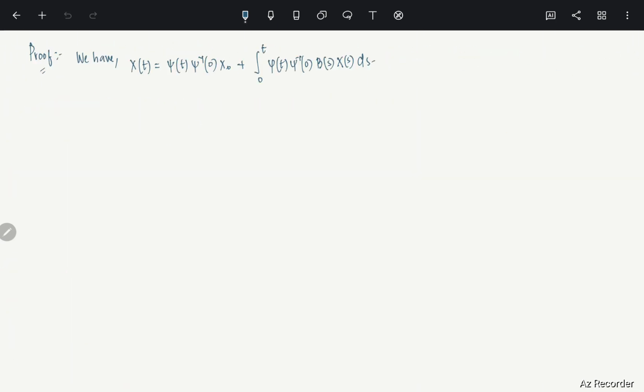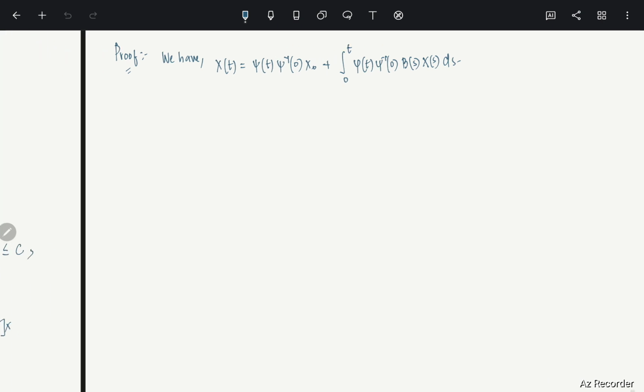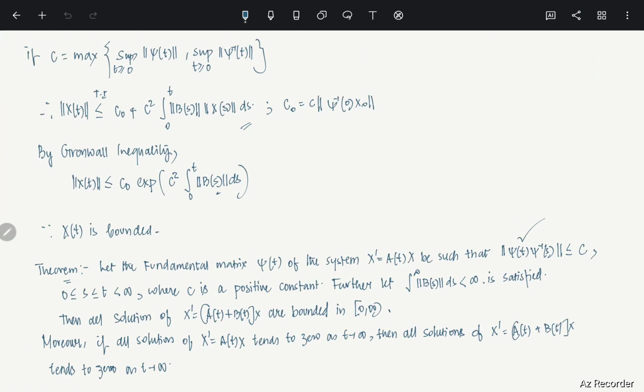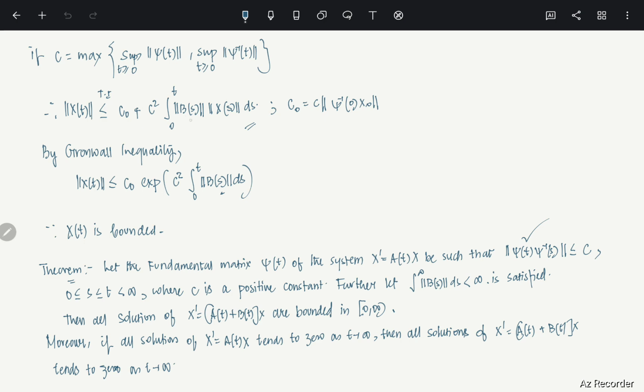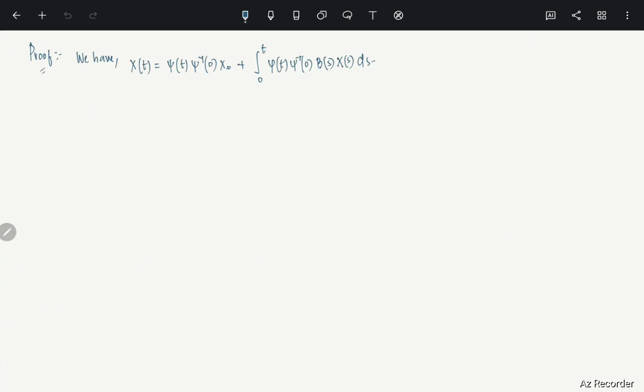Now, in the earlier proof, we did it independently. We proved that the norm of psi inverse of t and the norm of psi t are bounded. And then you take the maximum of those two and dominate it. Here we are doing it a little bit differently. All solutions of the homogeneous problems are bounded, so the norm of phi of t is going to be bounded. That's given. And phi t and phi inverse of 0 is given to be bounded, right?